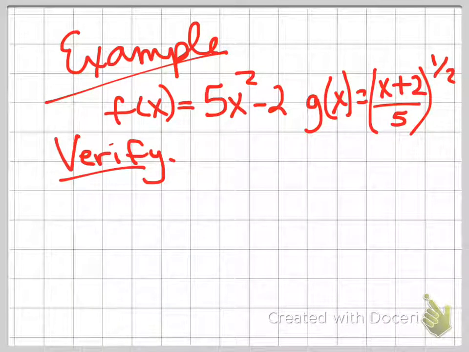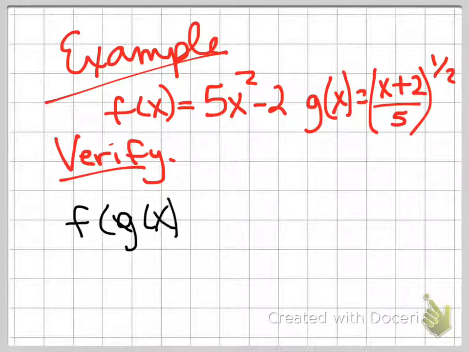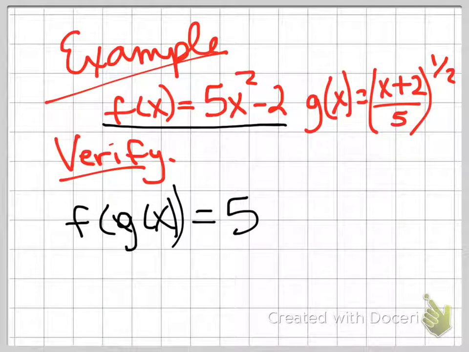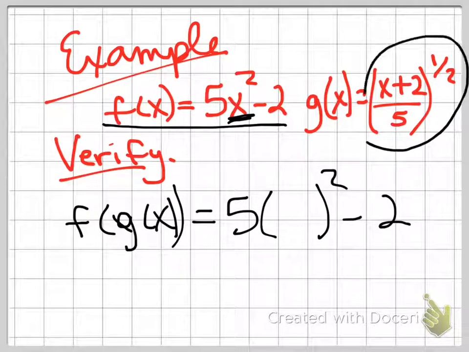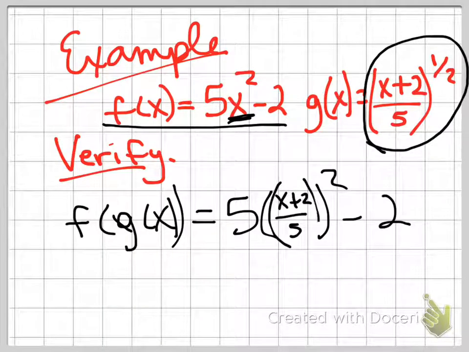So let's try a problem that's going to be a little bit more challenging. Let's do f of g of x first. Okay, so here's my f function. It's 5 times something squared minus 2. In the original function it's 5 times x squared, but we're taking the x out and we're going to replace it with this whole function. Okay, so let me see if I can squeeze this in here. (x plus 2 over 5) to the 1/2 power, and then it's now squared and then minus 2.